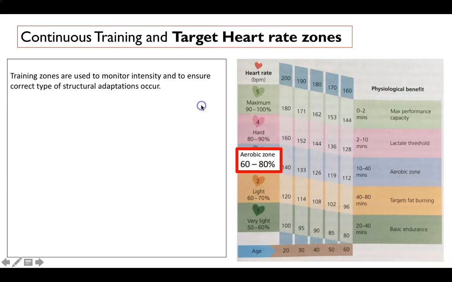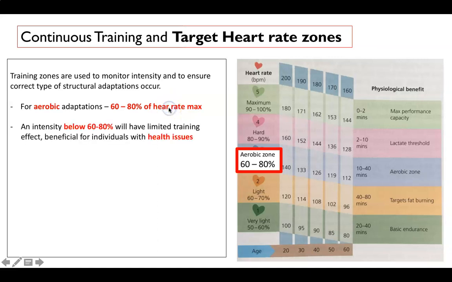What we really need to know is the fact that training zones are used to monitor intensity and to ensure the correct type of structural adaptations occur, i.e. if we're trying to get aerobic adaptations taking place, we have to work between 60 and 80% of our heart rate max. So for aerobic adaptations, it has to be between 60 and 80% of heart rate max, which we know, not here rate max. Okay, heart, bit of a typo there.